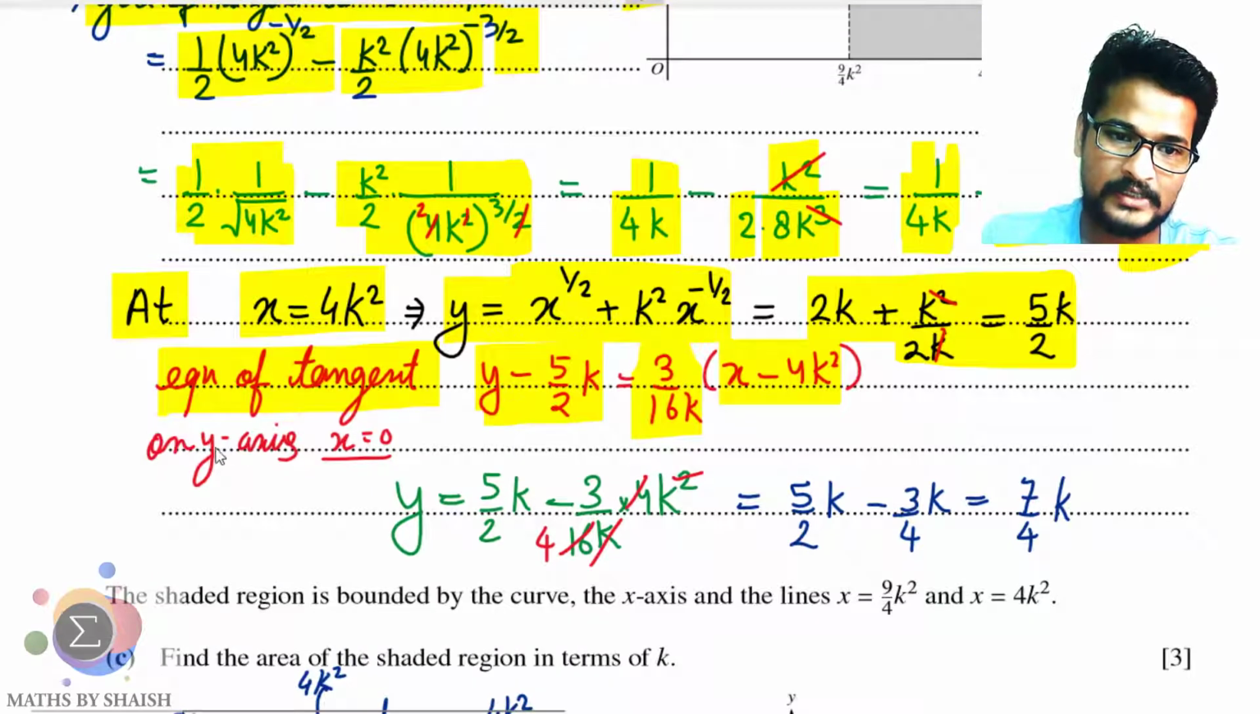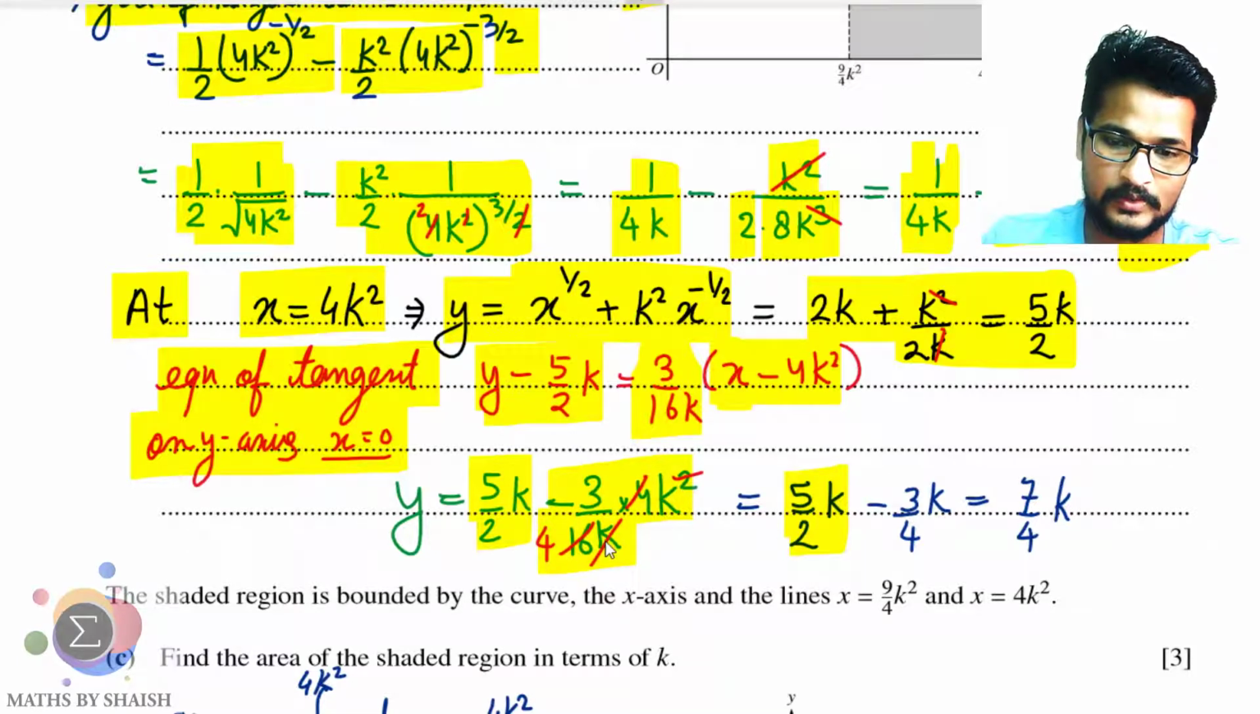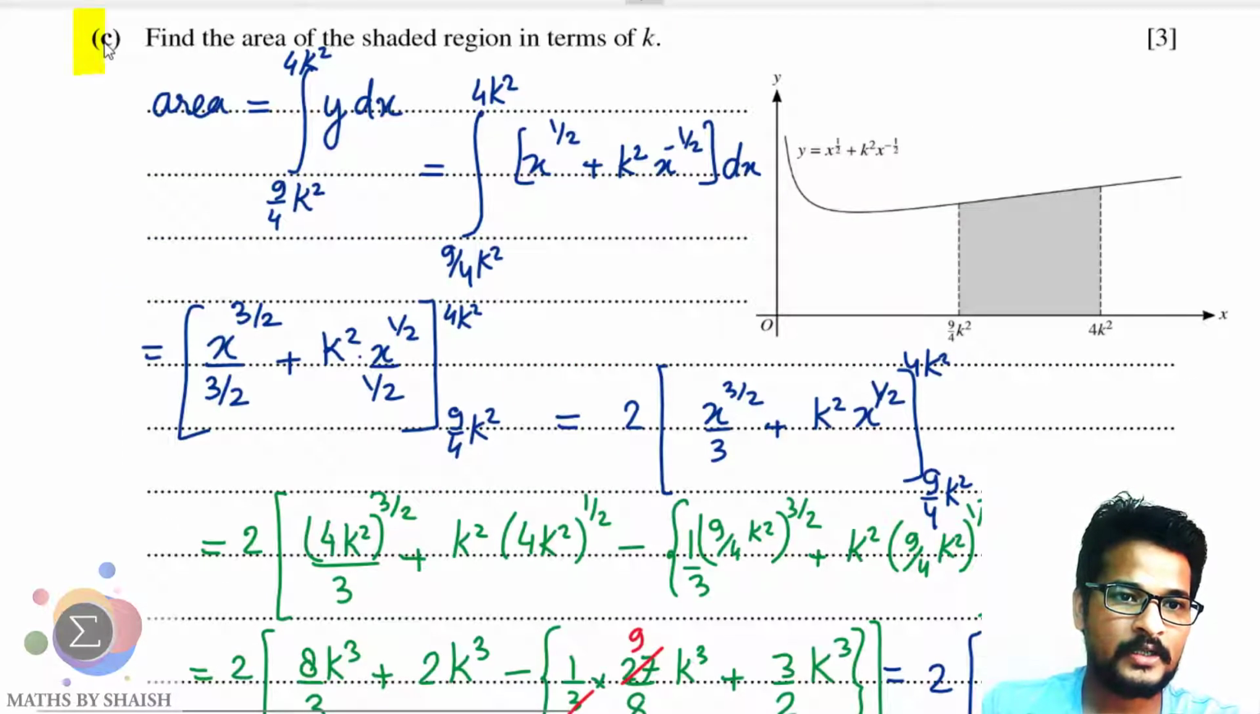And on the y-axis we know x is 0, so we can simply substitute here x is 0, and then we got minus 3 times 4k square upon 16k, and 5 by 2k will come this side, it becomes positive. And then it is 5 by 2k minus 3 by 4, because k square, this 1k got cancelled, 16 and 4, so 3 by 4 times k, and finally we got 7 by 4k, and that's the y coordinate of P. Yeah, here's the last part, C part.